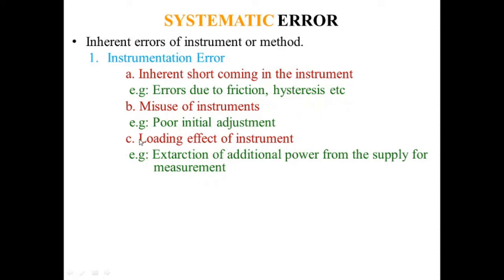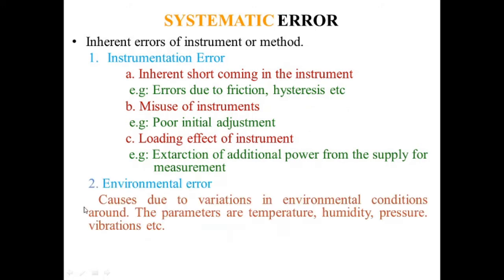And the third one, instrumentation error, is the loading effect of the instrument. For example, extraction of additional power from the supply for measurement. When we are going for the measurement, the measuring system which you are using for the purpose of measurement will take some energy from the supply. So that will cause the loading effect of the instrument.